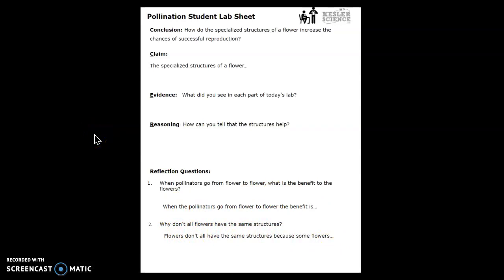Okay, so that is the entire lab. I'm giving you a couple days to work on this in class, but you also need to work on it at home.